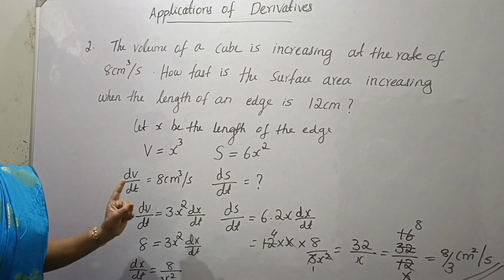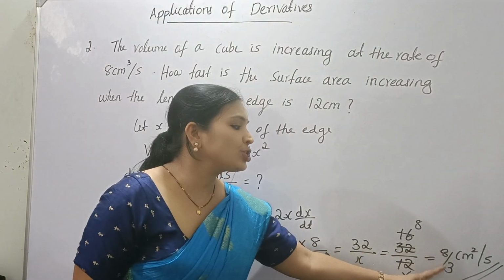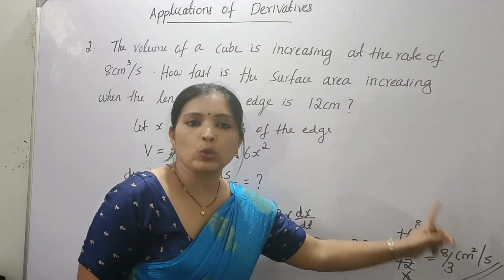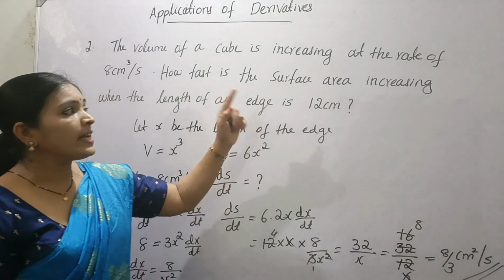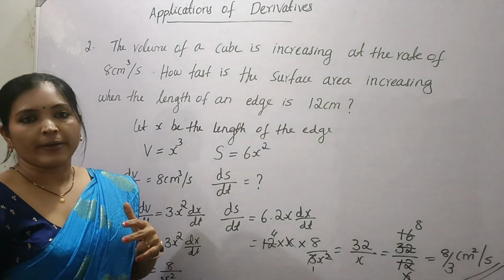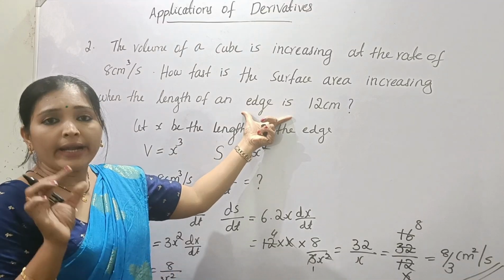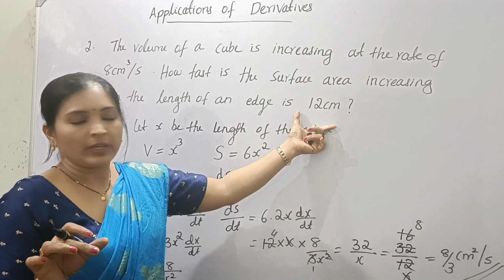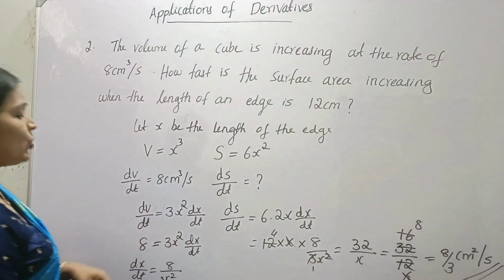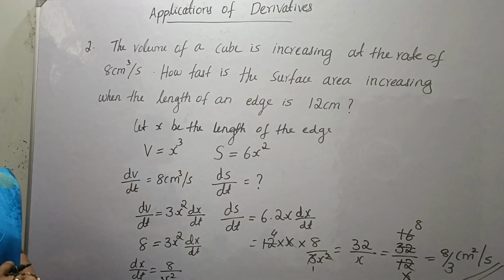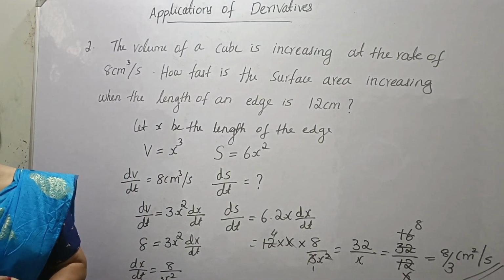So here the surface area is increasing at the rate of 8 by 3 centimeter square per second. It is the answer, that is the rate of change of surface area. Per second the change of surface area when the edge length is 12 centimeter is 8 by 3 centimeter square per second. So here you can write the surface area is increasing at the rate of 8 by 3 centimeter square per second.